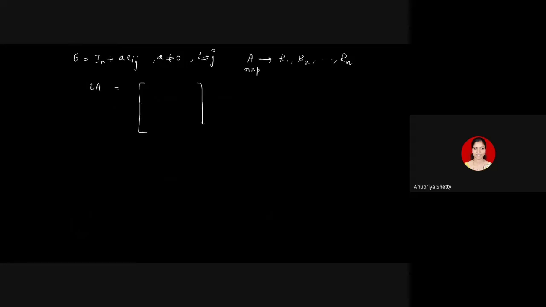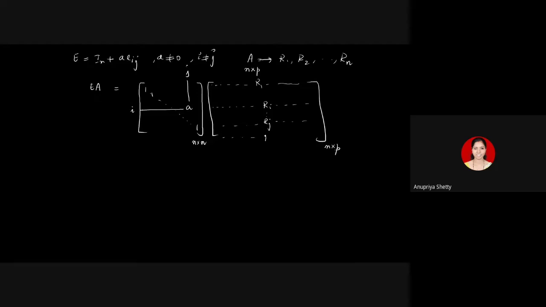E was the identity, so on the diagonals you had all 1s. And somewhere there is a, in the ijth place. And then you multiplied it with the matrix A. A could be of any order. Just see that the number of rows in A is the same as n. Then A, of order n by p, had its first row as R1. The ith row is Ri. Somewhere there is, say, Rj, the jth row. And the last row is, of course, Rn.